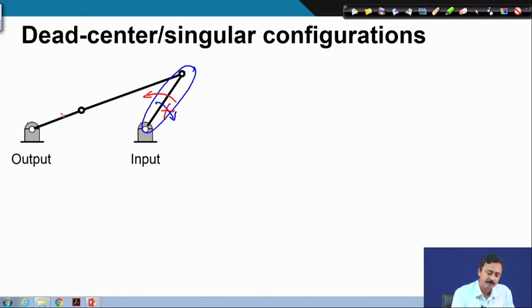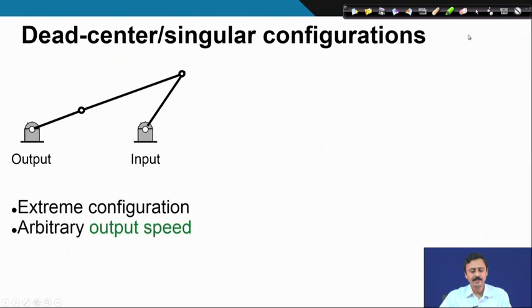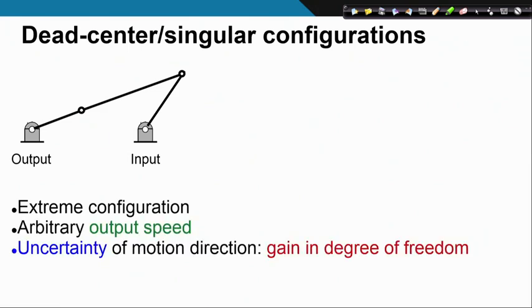Now, as it goes back, the output has two possibilities. Either it can rotate in the counterclockwise sense or in the clockwise sense, as far as the mechanism is concerned. Therefore, you have a choice, and that gives us a degree of freedom, even though the input link has lost its degree of freedom. It has come to a momentary stop. So, again this is an extreme configuration, and the output speed can be arbitrary, and again there is uncertainty in the direction of motion of the output.